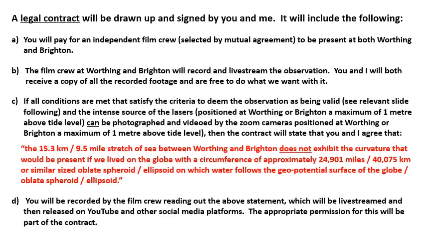C. If all conditions are met that satisfy the criteria to deem the observation as being valid, see the relevant slide following, and the intense source of the lasers positioned at Worthing or Brighton, a maximum of 1 meter above tide level, can be photographed and videoed by the zoom cameras positioned at Worthing or Brighton at a maximum of 1 meter above tide level, then the contract will state that you and I agree that the 15.3 kilometers or 9.5 mile stretch of sea between Worthing and Brighton does not exhibit the curvature that would be present if we lived on the globe with a circumference of approximately 24,901 miles or 40,075 kilometers, or similar sized oblate spheroid or ellipsoid in which water follows the geopotential surface of the globe.